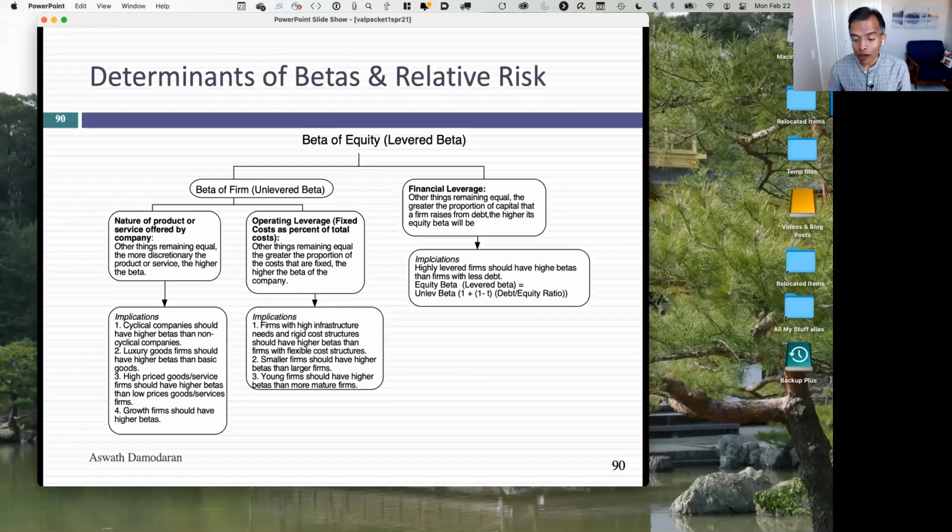Second, tell me something about your cost structure. The greater the proportion of your costs that are fixed costs, the higher your beta as a company. Let me repeat that again. No matter what business you're in, the greater the proportion of your costs that are fixed costs, the higher your beta as a company. Jesse, why is that? Why does having a lot of fixed costs... Give me the intuition as to why high fixed costs push up your beta.